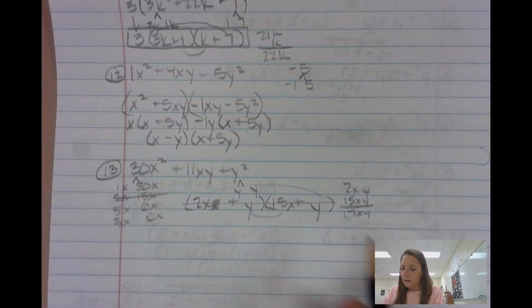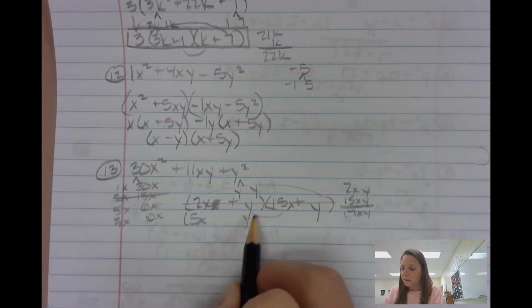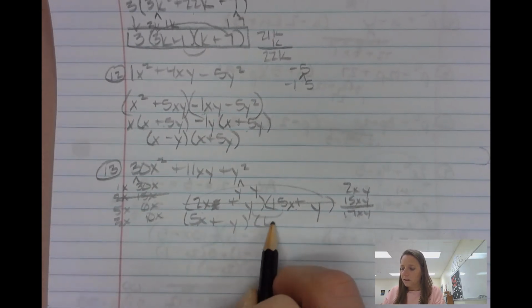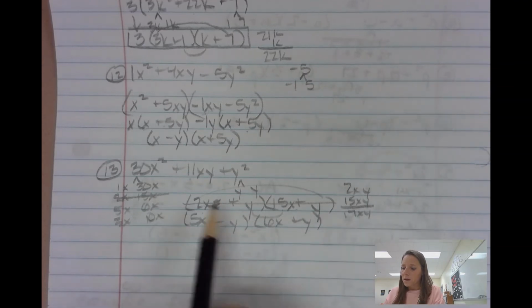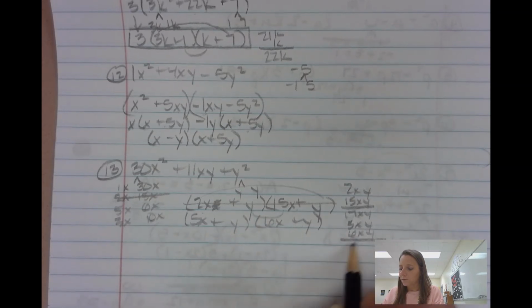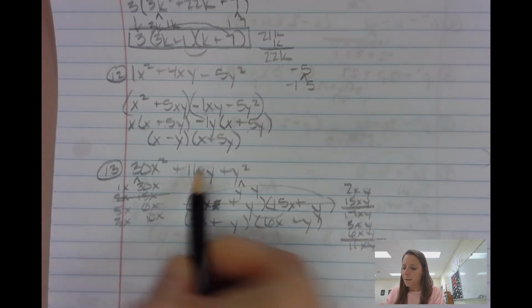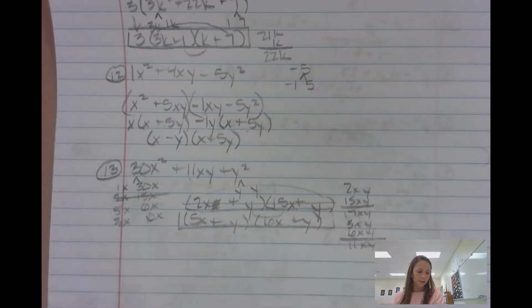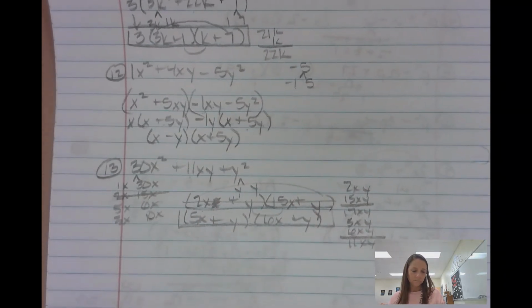All right, let's just try 5x and y, and then 6x and y. All right, 5x times y is 5xy. That's going to be 6xy, and that's 11xy. All right, did I want that? Yep. So there's our answer right there. All right, and that's how you factor it.